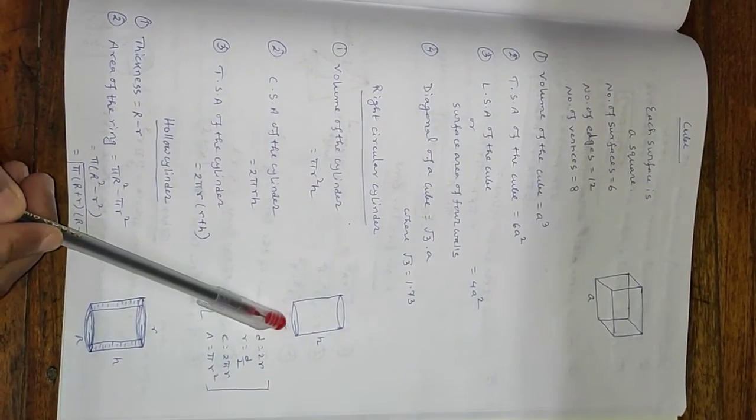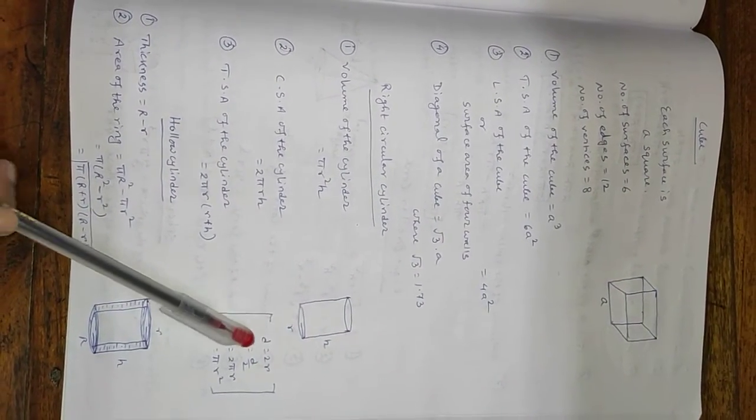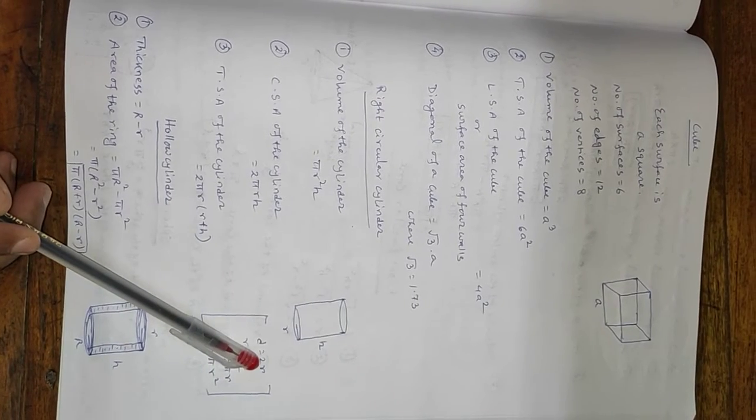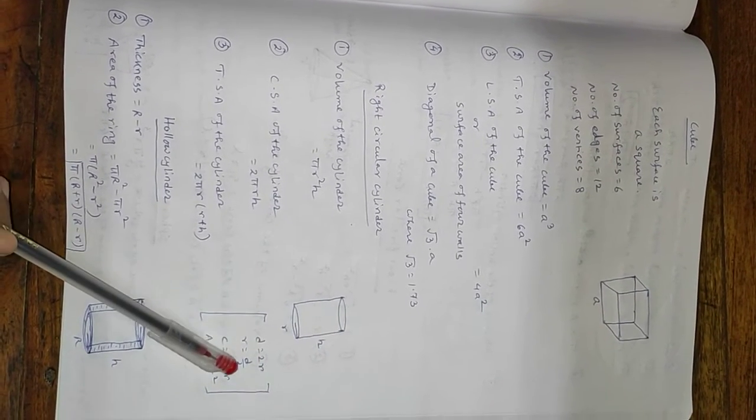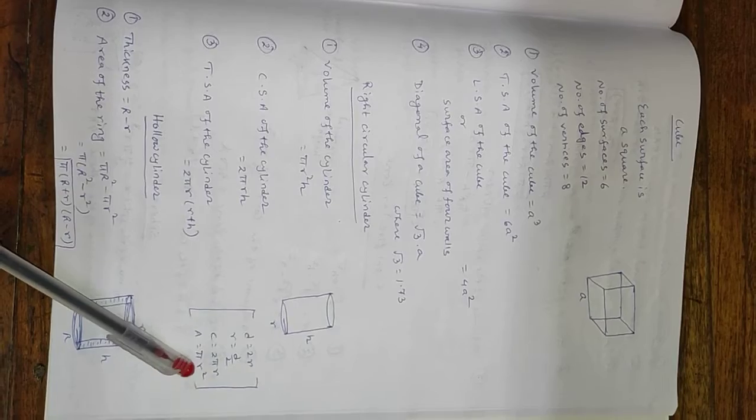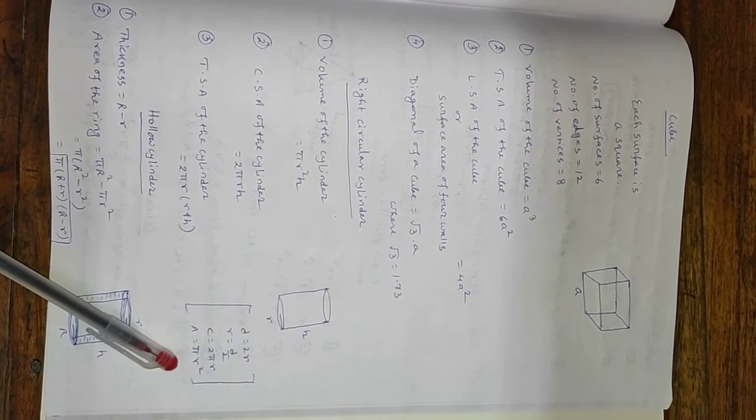Now since a circle is there, you need to know these formulas also. Diameter is double the radius, it was there in chapter 12. Radius will be half of the diameter. Circumference 2 pi r. Area of the circle pi r square.